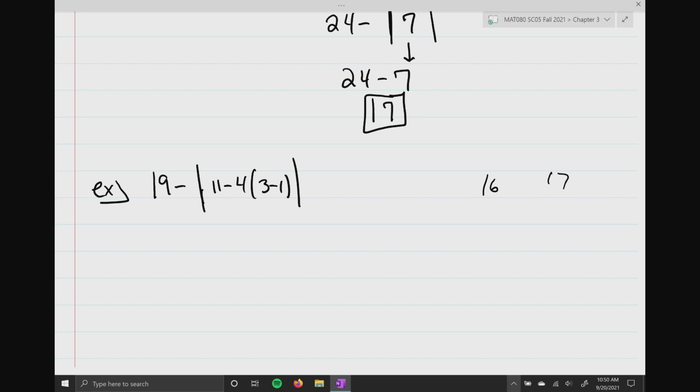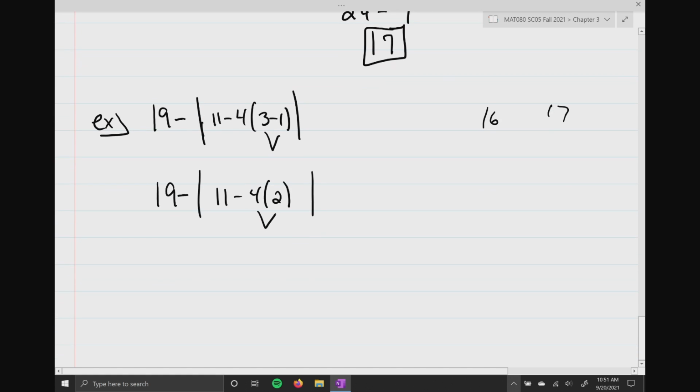So let's go ahead. Let's do this. So, got to start innermost parenthesis. So that's going to be right here. So we got 19 minus the absolute value of 11 minus 4 times 3 minus 1 is 2, correct? All right. So now, I still need to stay inside the absolute value. I'm going to do 4 times 2. So that's going to be 19 minus the absolute value of 11 minus 4 times 2 is 8.